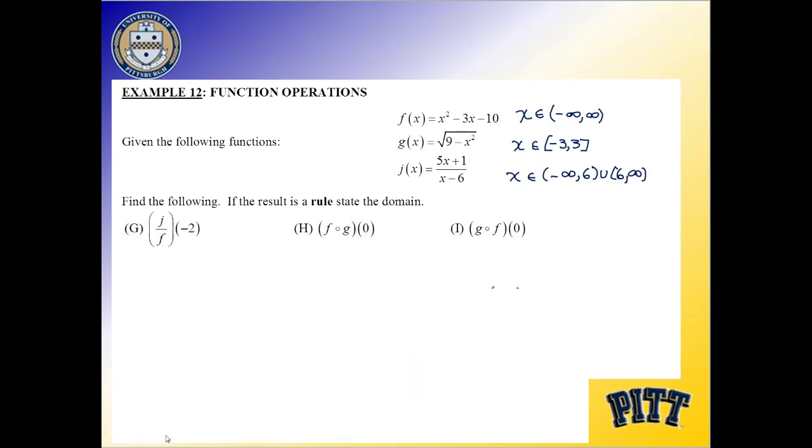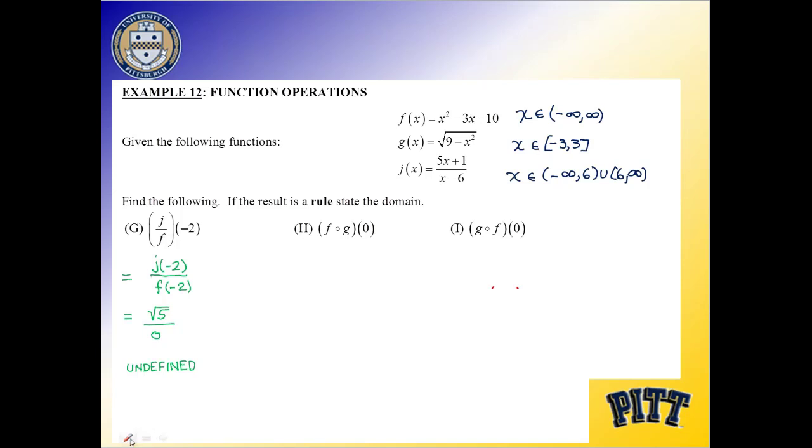J over f of -2. Now, when I look at this, I look at j of x. Well, j of x excludes 6. -2 is not 6. Looks like we're good. F of x includes everything. So we wouldn't think, hey, there's a problem here. But if we actually explored and figured out what the domain of j over f of x would be, we would see there would be a problem at -2. And here's why. Here's what happens. Of course, this is going to be j of -2 over f of -2.